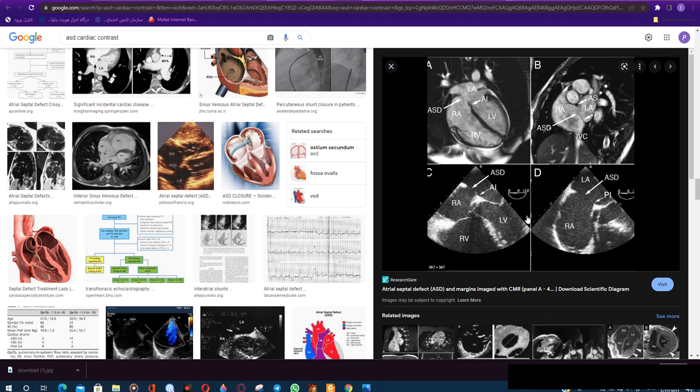To confirm the ASD, we use contrast echocardiography. I explained contrast echocardiography in another video. We agitate the saline, and we see the flow of saline from the left atrium to the right atrium.